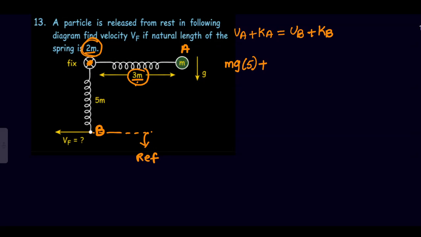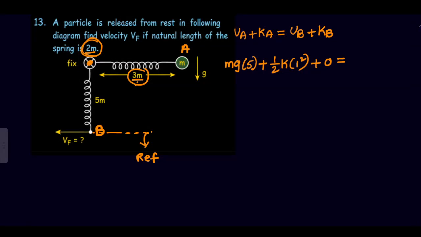Remember, in half kx square, x must be the elongation only. Total length minus natural length gives the elongation. So that will be half kx square, with x value 1 square. And initially the system is at rest, released at rest, so the kinetic energy is 0.